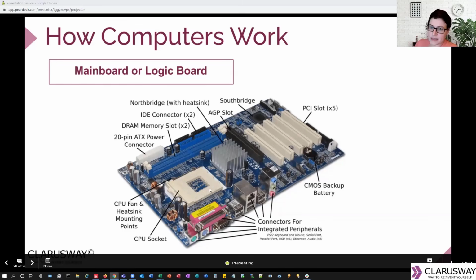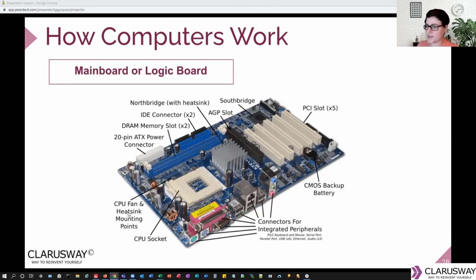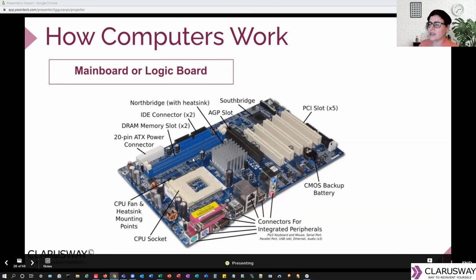On top of that CPU, that's where your fan and heat sink will go. The heat sink has those fins that pull the heat off of the CPU. The fan is blowing on those fins to cool them down even faster. You have slots to put in your memory cards.